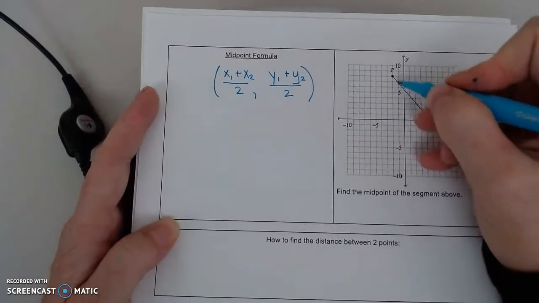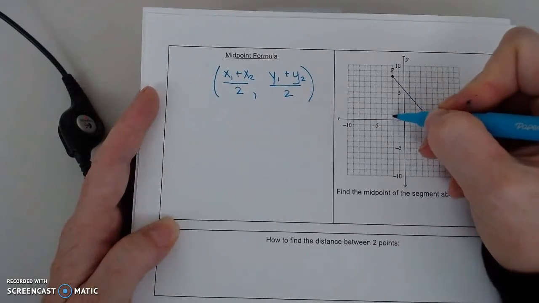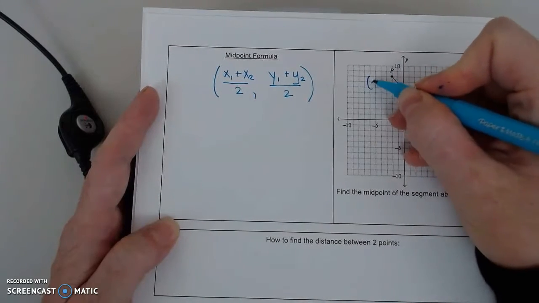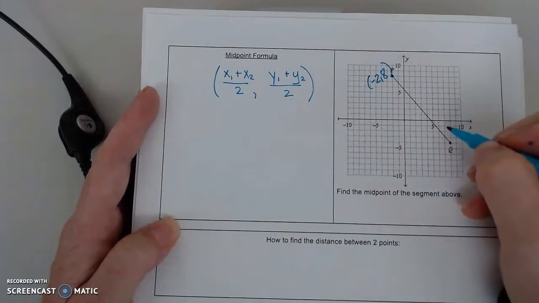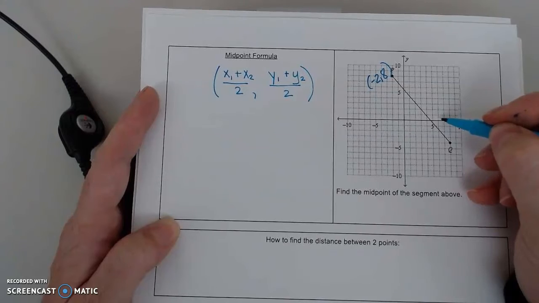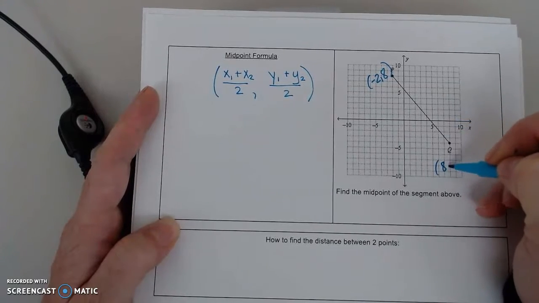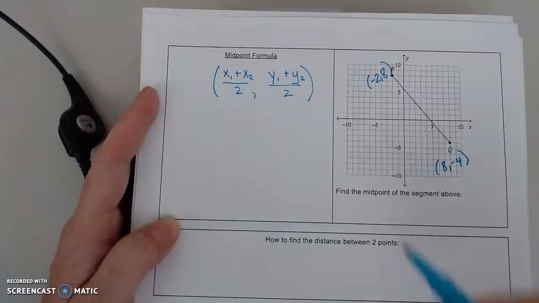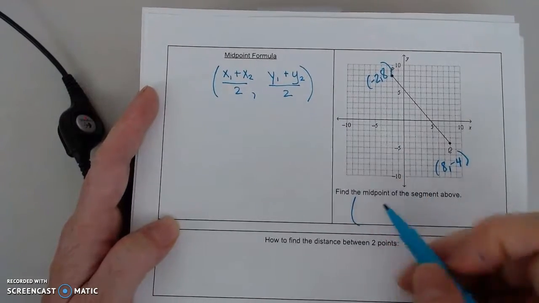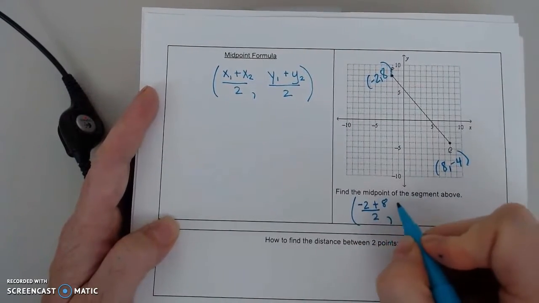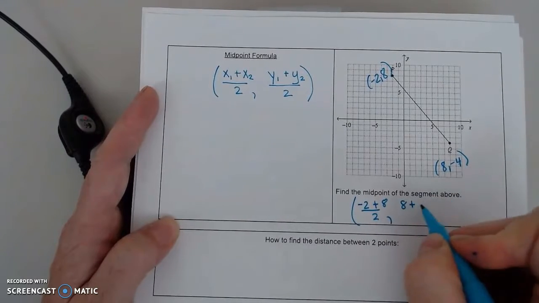So we've got P at -2, 8. And Q is at 8, -4. So for our midpoint, we're going to take the x values, and you can add them in either order, and then the y values.